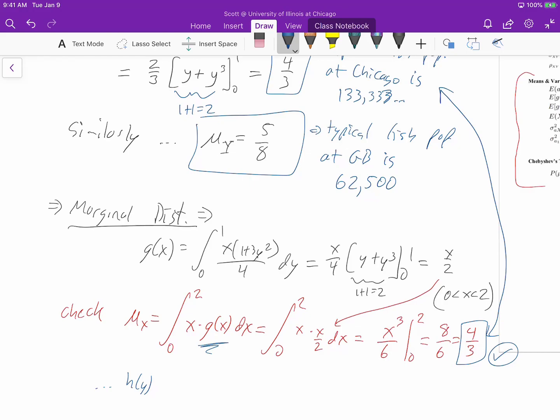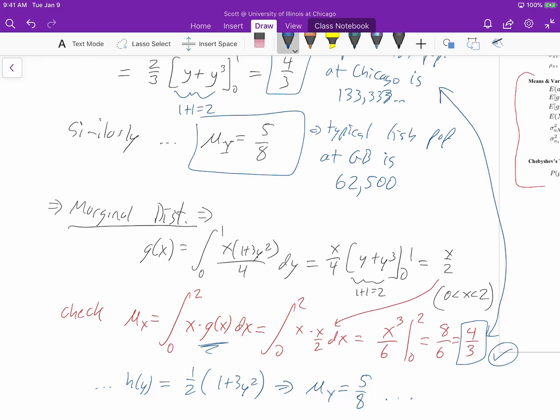H of y, if you do this out, you should get 1/2 times 1 plus 3y squared. Go ahead, practice that, and then do the check. Is mu y also 5/8? By doing a very similar thing.